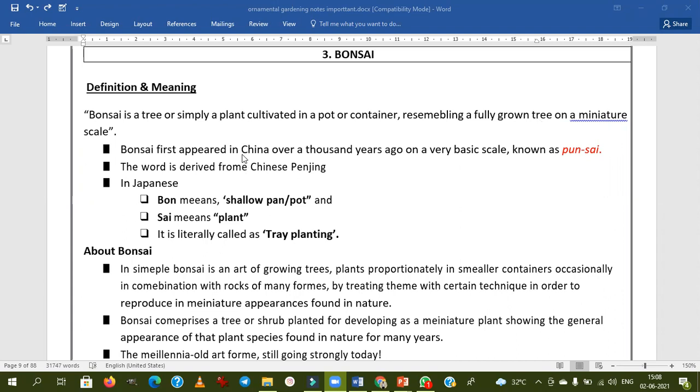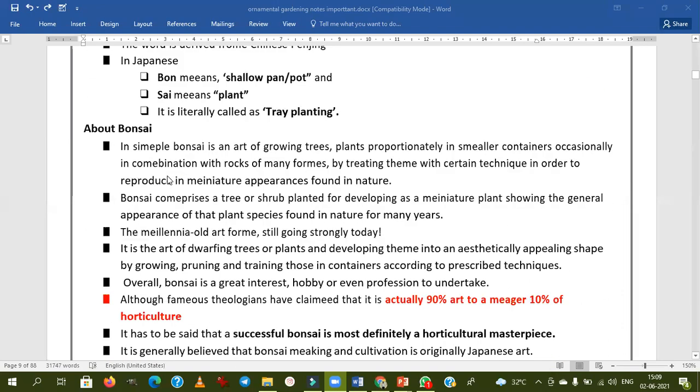Bonsai first appeared in China, and the name they originated at the initial stage was bonsai. Bon means a shallow pan, pan means container or a pot, and sai means plant. It literally means tray planting or shallow planting. This is in Japanese. Bonsai originated in China, but it is popular in Japan. These are very important objective type questions. Originated in China, most popular in Japan.